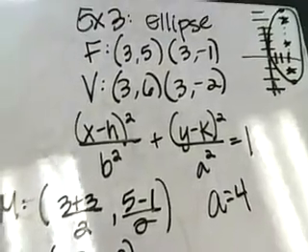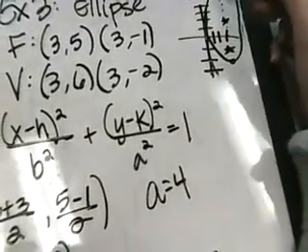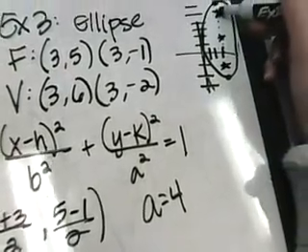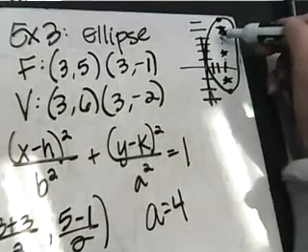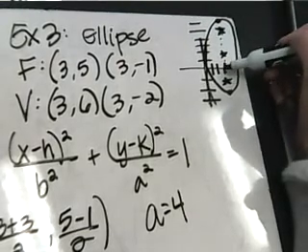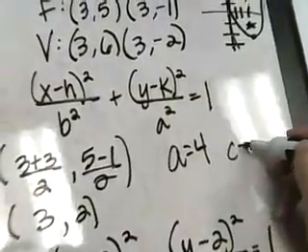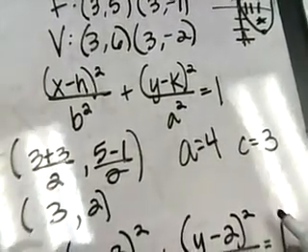I'm supposed to find all of those. Well, I know c because I have my focus. So the distance between the focus and the center is 1, 2, 3, 1, 2, 3. So I know what c is. And then how could I find b?